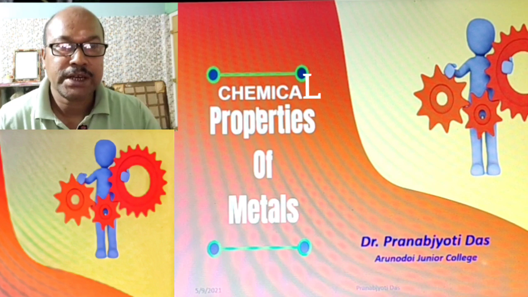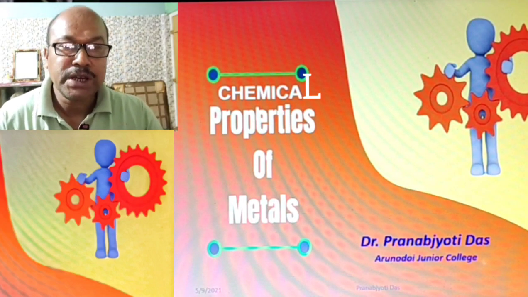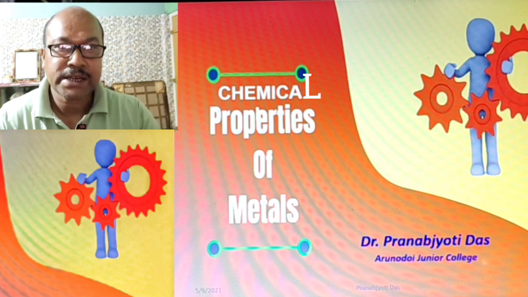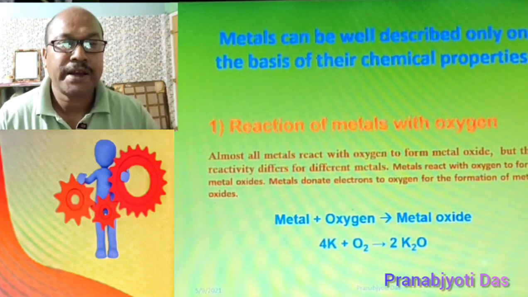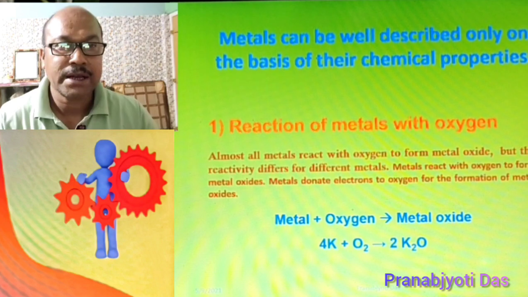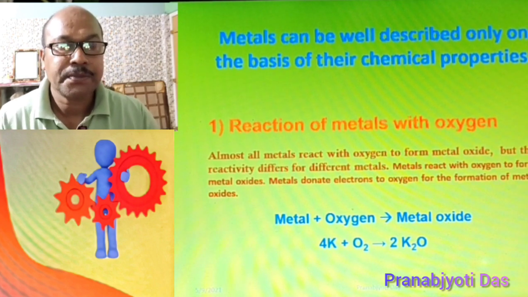And we came to know that it is really very difficult to distinguish metals from the non-metals on the basis of their physical properties. So we told you in our last class that in the next class we shall be discussing the chemical properties, and it is only the chemical properties which can actually help us to find out the difference between the metals and the non-metals. So let's start. Metals can be well described only on the basis of their chemical properties.